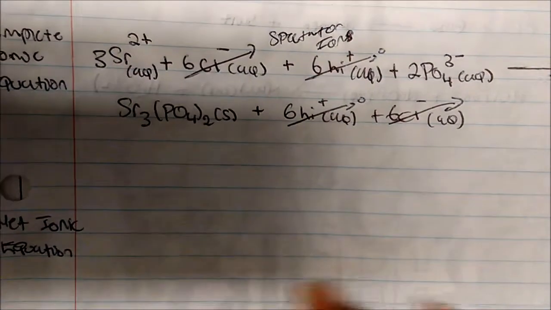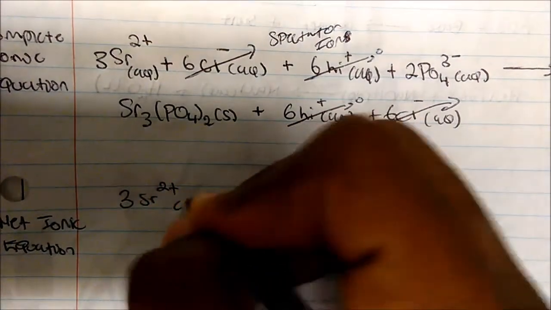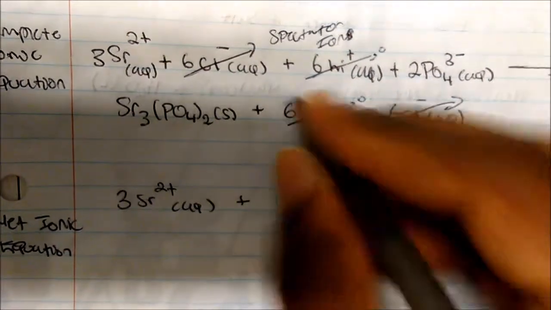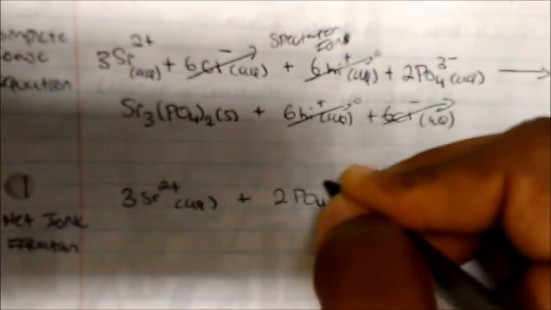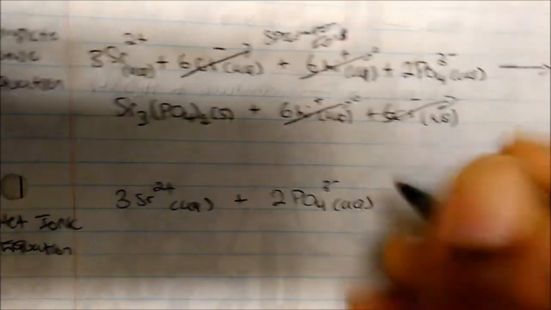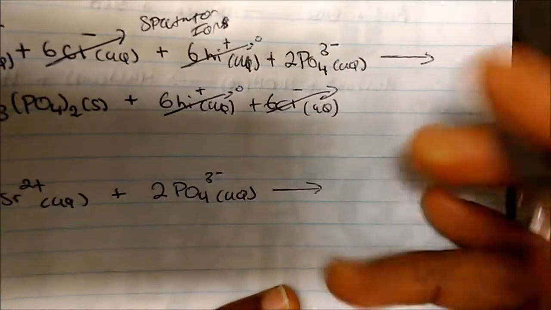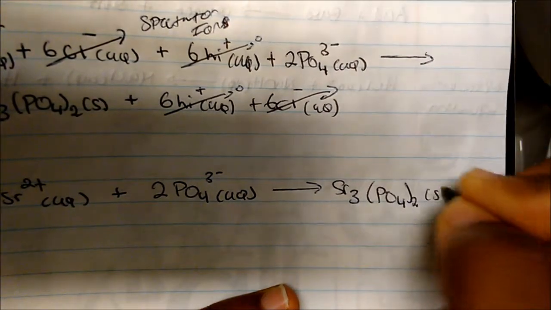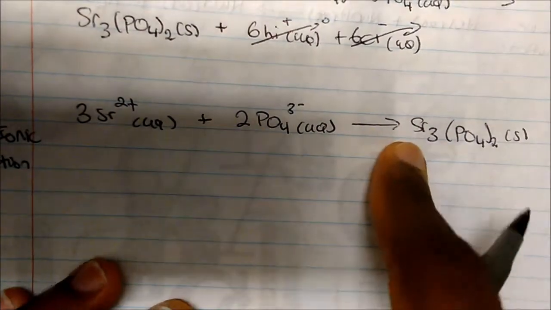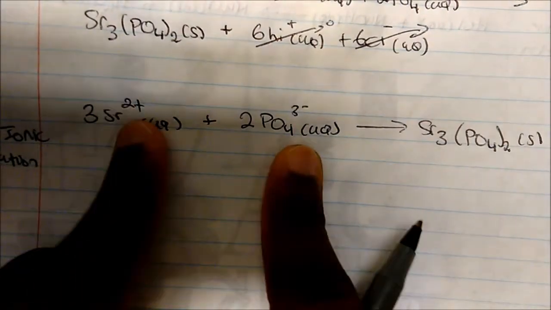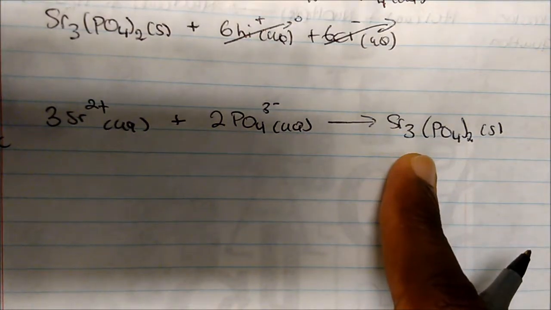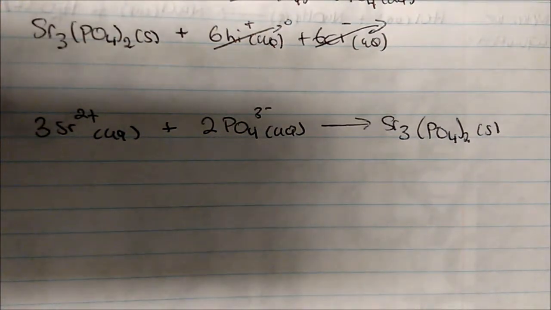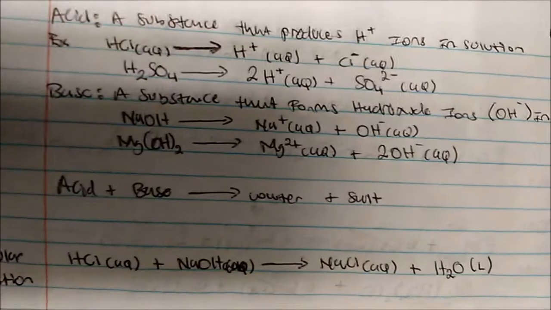And so if I write this, it looks to me like I have 3 Sr2+ aqueous plus 2 phosphate ions aqueous, and that will give us Sr3(PO4)2, which is a solid. And it should make sense, right? If we combine these two together, this will give us the desired product. Okay, so that's how we take the molecular equation and break it up into its constituent parts. Now let's take a look at acid-base chemistry, okay?